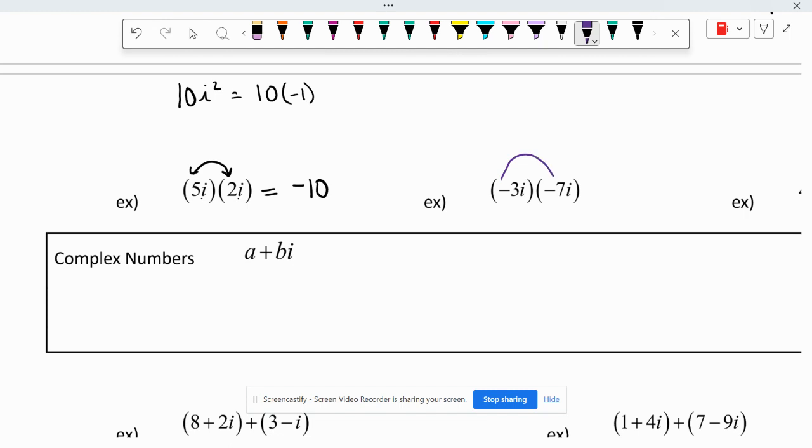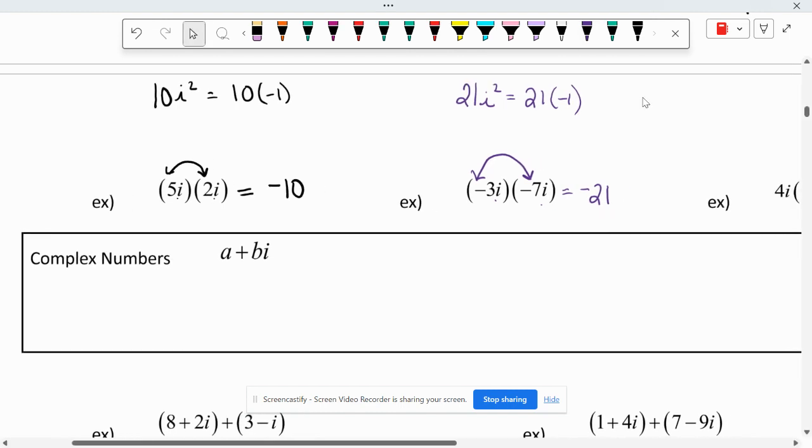For this next one, I have negative 3 times negative 7. Negative 3 times negative 7 is 21. i times i is i squared, and i squared is negative 1, so this just equals negative 21. Is this making sense?